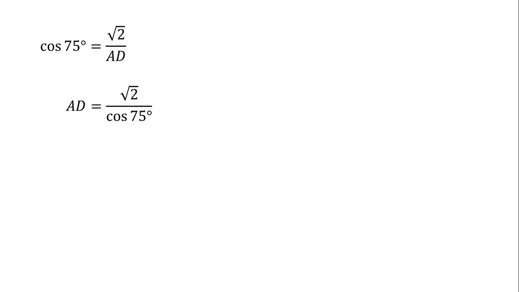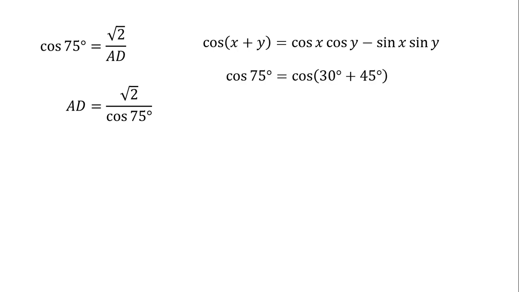To solve for the value of cosine 75 degrees, let us use the identity cosine of x plus y equals cosine x times cosine y minus sine x times sine y. Applying this identity, we can write 75 degrees as the sum of 30 degrees and 45 degrees. So cosine 75 degrees is equal to cosine of 30 degrees plus 45 degrees. Applying the identity to the right-hand side, we have that cosine 75 degrees is equal to cosine 30 degrees times cosine 45 degrees minus sine 30 degrees times sine 45 degrees.